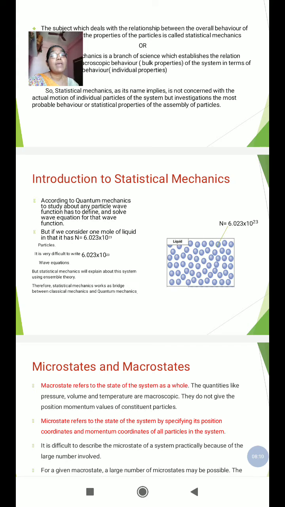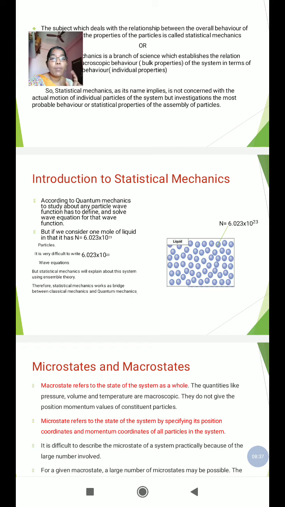Next we have to write the wave equation for that particle. From that we have to solve for the position, momentum, velocity, energy, whatever the physical properties are. All of these can be found from the wave function only. If you have the wave function, then only we will get all this information. This is total only for one particle.